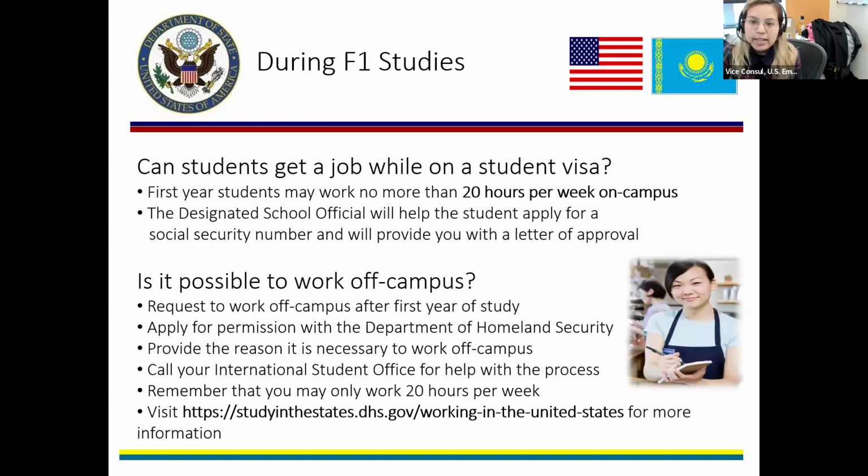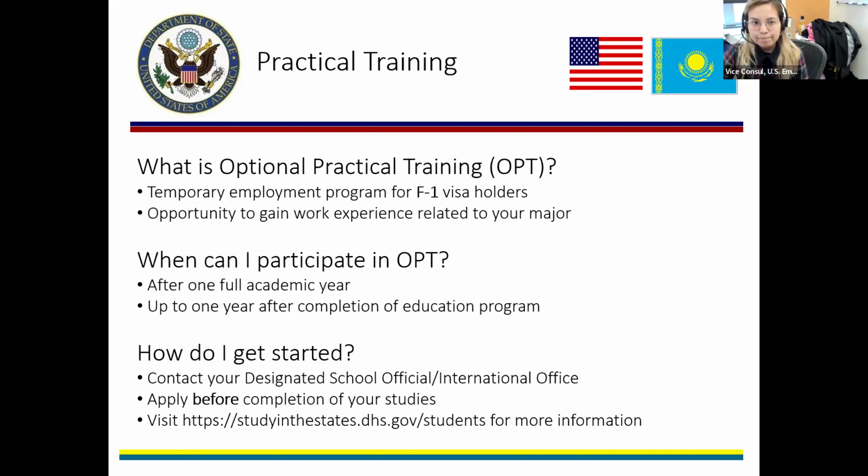But of course, we understand some cities in the US are expensive. Maybe you want to take a weekend trip to New York with your friends. Maybe you want to go to the movies, to go out and eat, and some restaurants are very expensive. Of course, it makes sense that you might need some money, and so you are permitted to work 20 hours on campus. After that, it is possible to get work off campus, but you do have to go through DHS, and you're still only permitted to work for 20 hours a week.